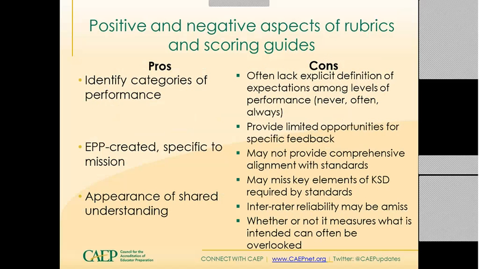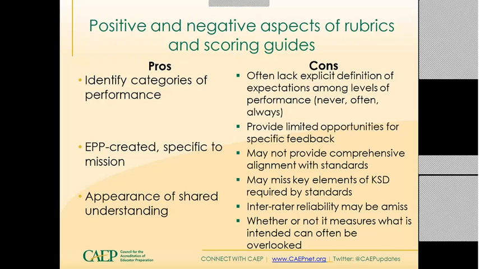The positive and negative aspects of rubrics and scoring guides. There are three major buckets that we can talk about in terms of what are the pros of rubrics and scoring guides. And one of the positive aspects is the ability to identify categories of performance. You know, for CAPE and meeting standard 1.1, there are at least 4 categories of performance that you're being directed to align with your rubrics and scoring guides, and those are the 4 in-task categories. Not all of the in-task standards, but those 4 categories of performance.